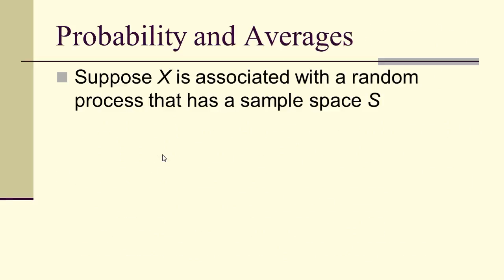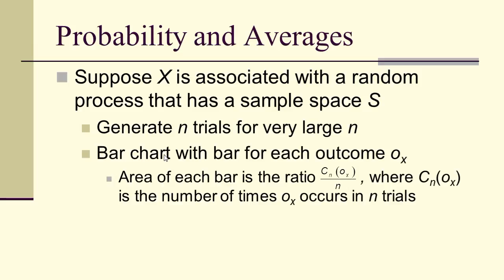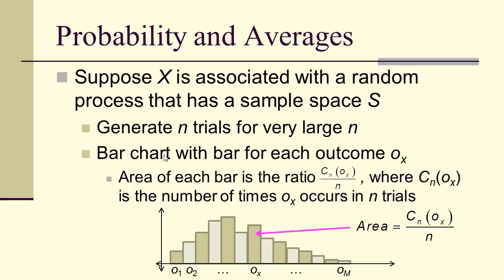Now let's suppose that x is associated with a random process that has a sample space S, and we're only going to look at finite sample spaces for now. We're going to generate n trials, and n here is going to be very large. Then we're going to draw a bar chart for each outcome O sub x. The area of each bar is the ratio C sub n of O sub x to n, where C sub n of O sub x is a count of the number of times that O sub x occurs in n trials. So we'll get this graph with all these bars, and the area of the bar is a relative frequency, and often we'll index the axis by just the indices. So we'll use x instead of O sub x to refer to the bar associated with the outcome O sub x.